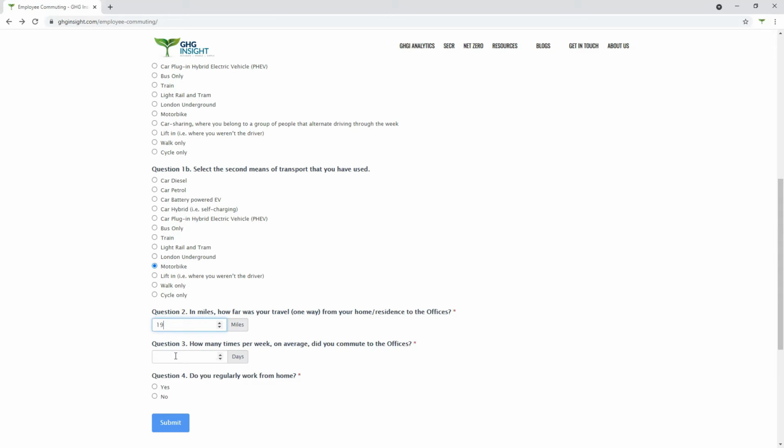Next is question 3. How many times per week, on average, did you commute to the offices? We're looking for this average over the period, usually a year. In reality, it could be more one week and fewer the next, but we're looking for the average. I'm going to enter an average of 3 days a week.